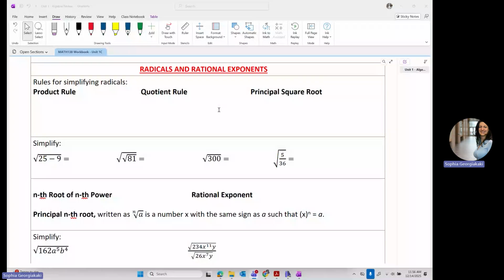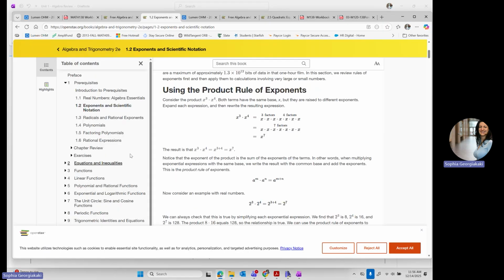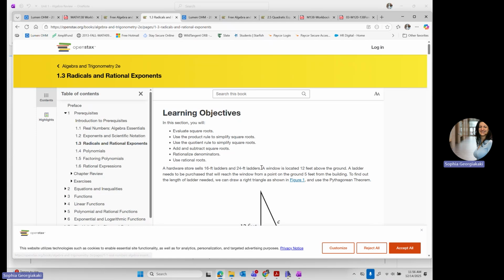Of course, we will discuss rational exponents and square roots that are also part of the exponent family, the exponent topic in algebra. And again, you want to review, either refresh your knowledge or see if you remember things, or review the topic from the Algebra and Trigonometry book under Radicals and Rational Exponents.